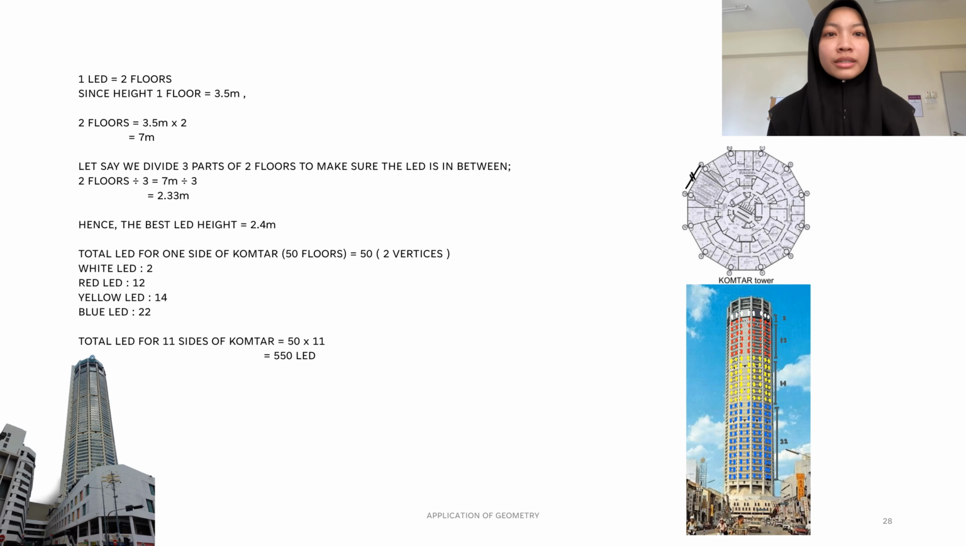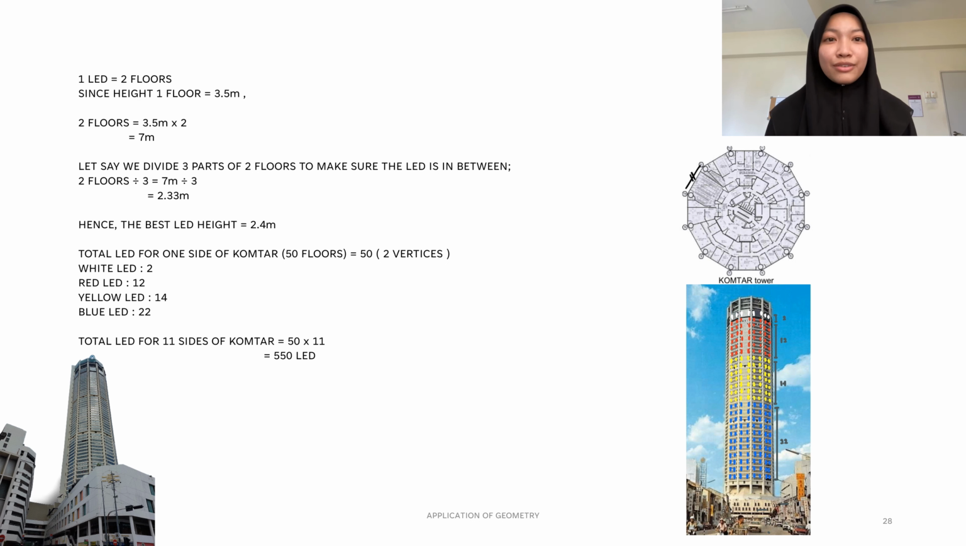For COMTAR building, we plan to put one LED for each two floors. Since the height of one floor equals 3.5 meter, then two floors equals 3.5 meter times 2, which is equal to 7 meters. Let's say we divide three parts of two floors to make sure the LED is in between. So 7 meter divided by 3, and the answer is 2.33 meters. Hence, the best LED height is equal to 2.4 meters.